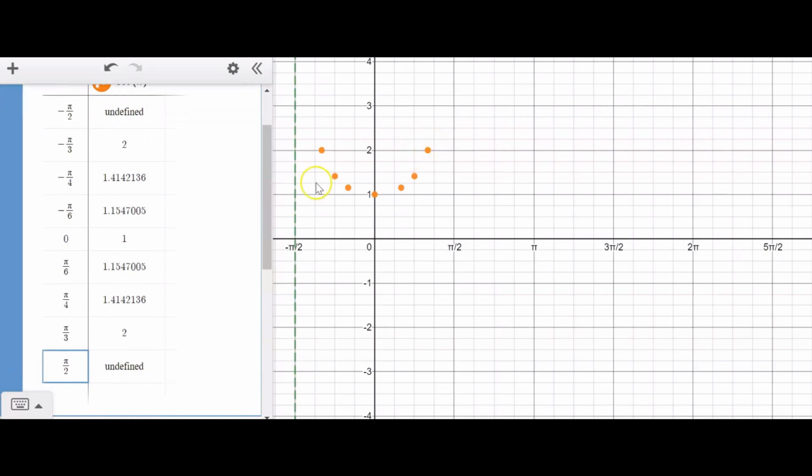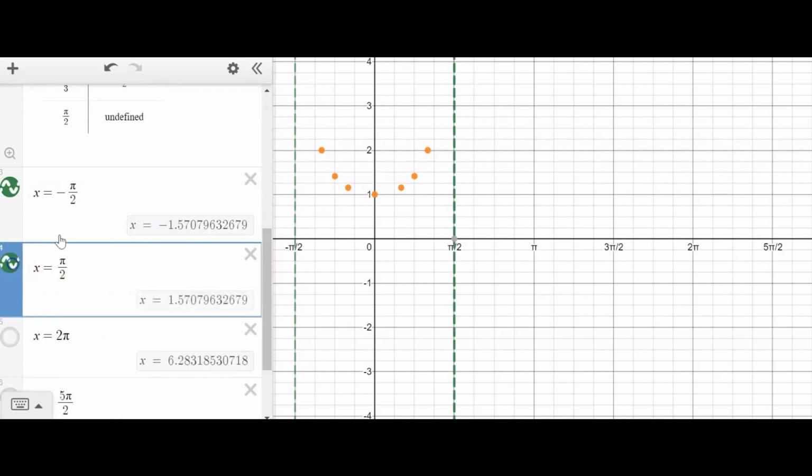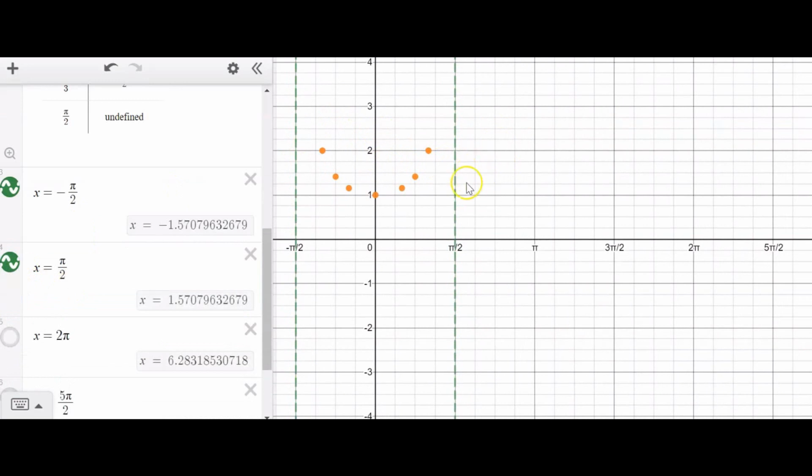We have another undefined point, which means we have another vertical asymptote at pi over 2. All right, so we'll put that in right there. So we can see probably what's happening here is the bowl is coming down from here, then it's turning around, and then it's going to go up and follow the asymptote up.